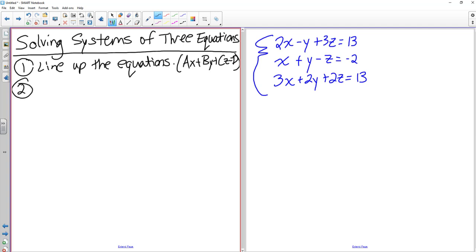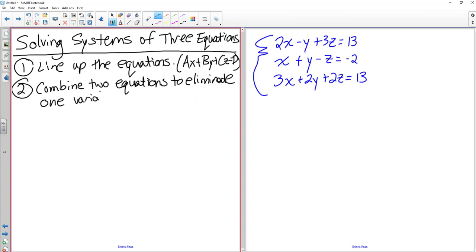And now step 2 is to combine two equations to eliminate one variable. This is like the addition method where I'm trying to eliminate a variable. Step 3 is going to be to combine two different equations to eliminate the same variable. So it helps to think ahead, looking at x or y or z, what's going to be the easiest thing to eliminate altogether in those two steps.